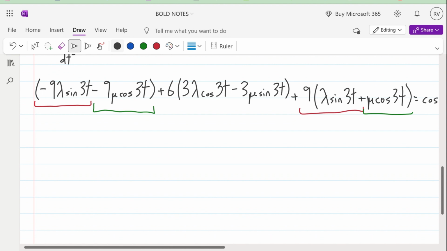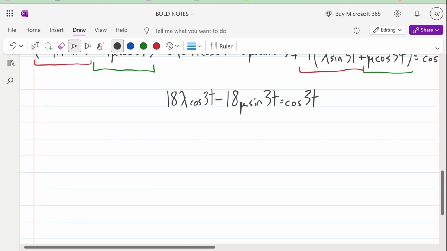Also just watch out, because this step sometimes you could deal with large brackets, so don't be afraid to write extra steps to ensure that you get every single part right. So 18 lambda cosine 3t minus 18 mu sine 3t is equal to cosine of 3t. So here we can just compare left and right. So here we have lambda is equal to 1 over 18, mu is equal to 0.